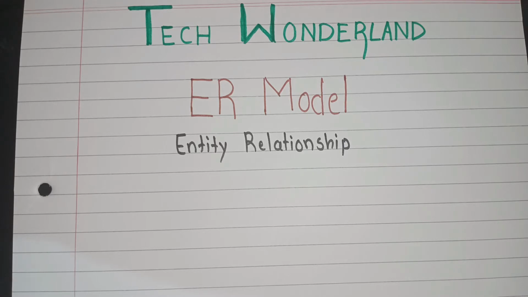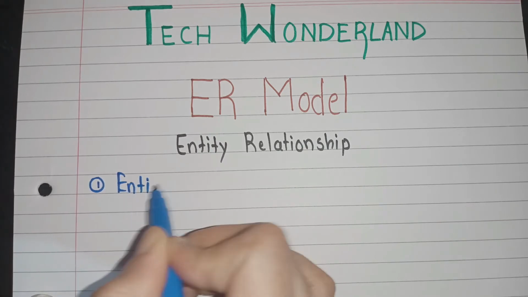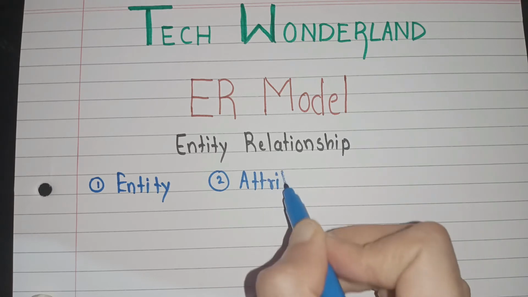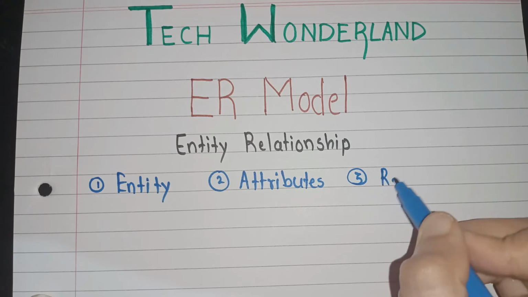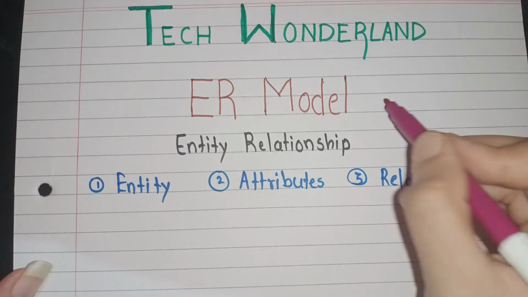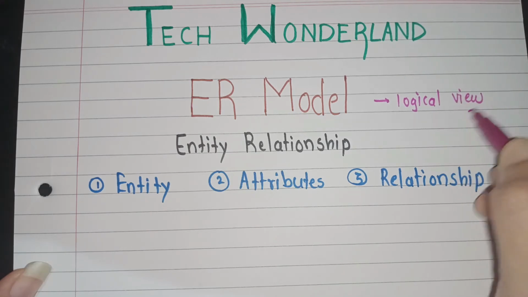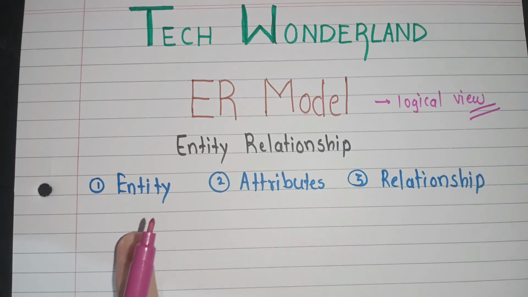This ER model has three components, which are: first one is entity, second is attributes, and third is relationship. Okay, so ER model is a logical view. Okay, remember it is a logical view and it has three components, that is entity, attribute and relationship.